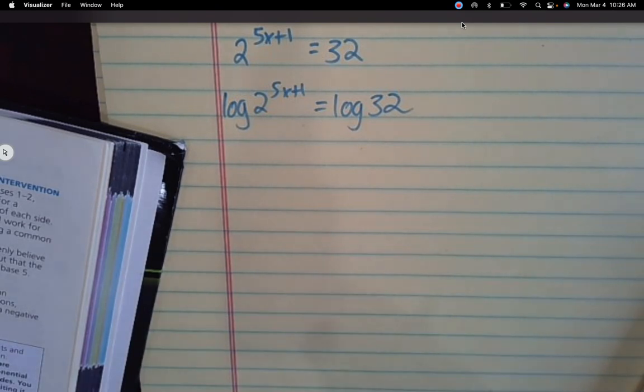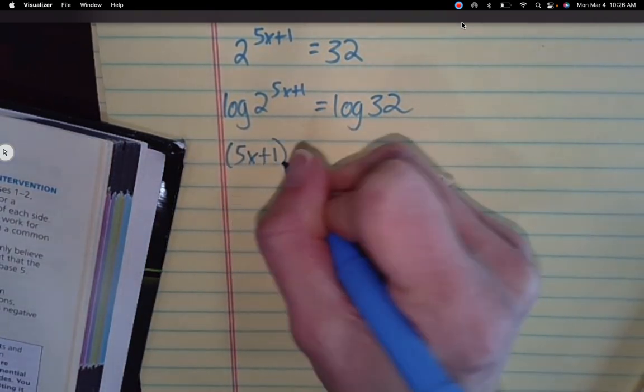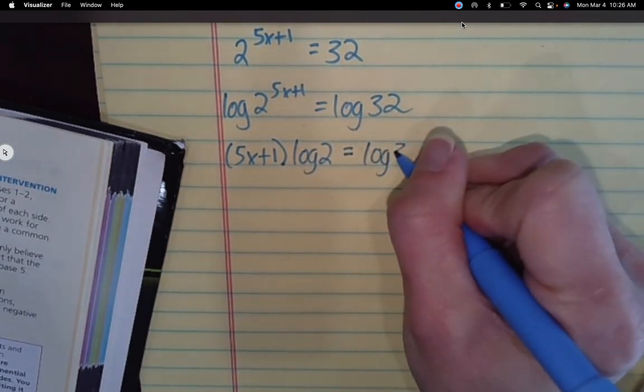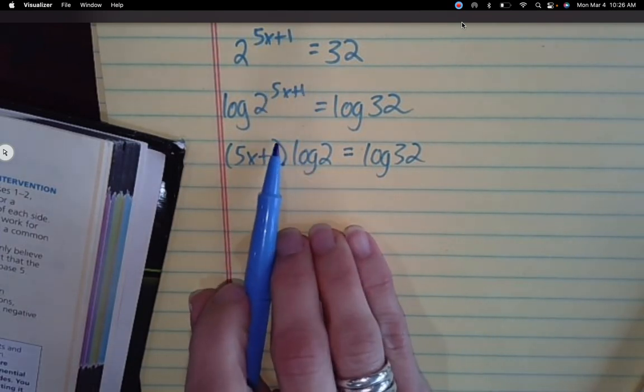Okay, now what do I do with that whole big old exponent? You put it out front. So watch, this is where it's a little bit different. I've got this times the log of 2. All I did was this was a really big exponent, right? So I put it here.